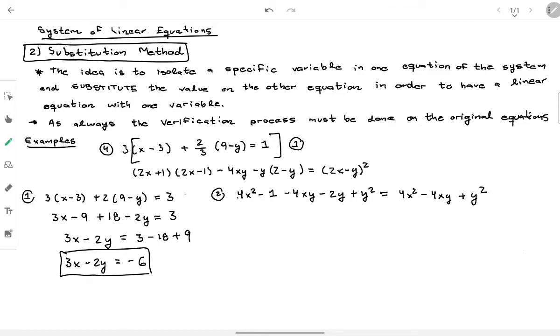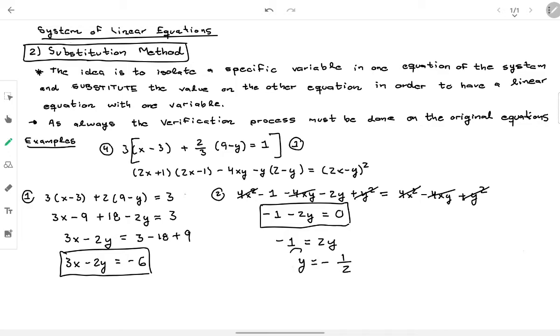What will happen? 4x squared will disappear, minus 4xy and minus 4xy, y squared and y squared, so we will get minus 1 minus 2y equals 0. So we can isolate from here the y already and get an answer, because it's going to be minus 1 equals 2y, y equals minus 1/2. So we have already the value of y.